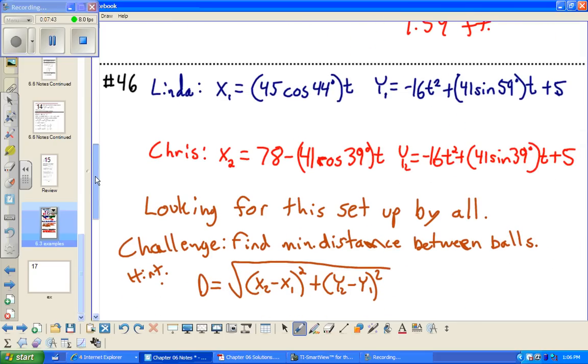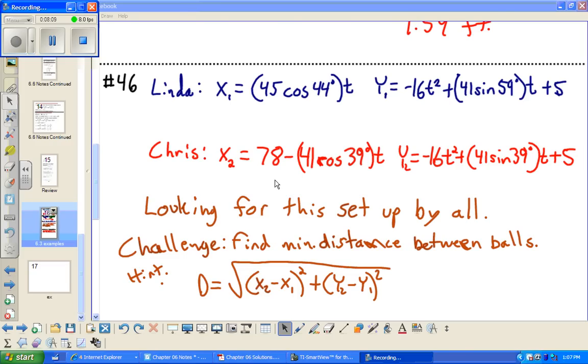The next one I'll mention is number 46. Number 46 is going to be pretty similar, except for now you're throwing 2 balls towards each other. You got Linda in blue and Chris in red. Well, the big difference here is, since they're throwing the balls towards each other, you've got to be able to set this up so that they're not both being thrown from 0 kind of towards the right on your calculator.